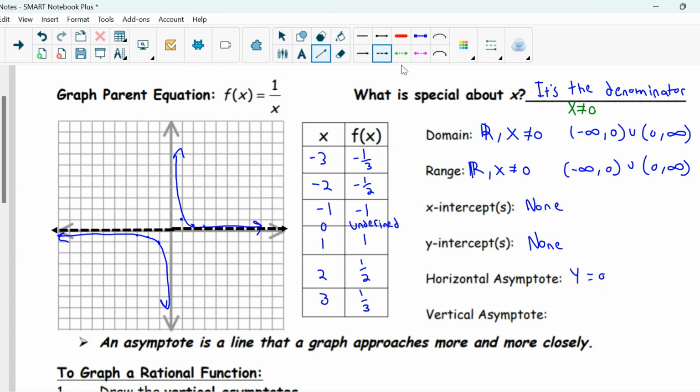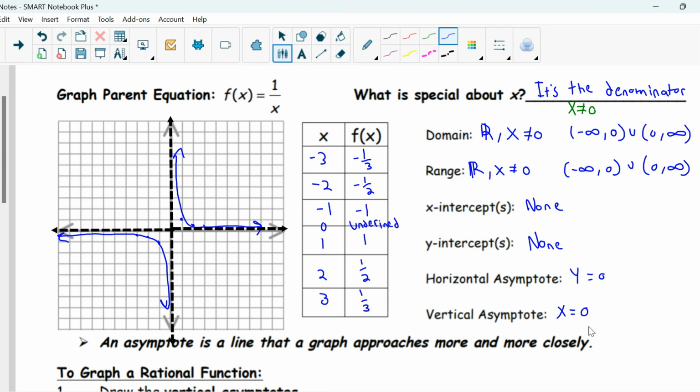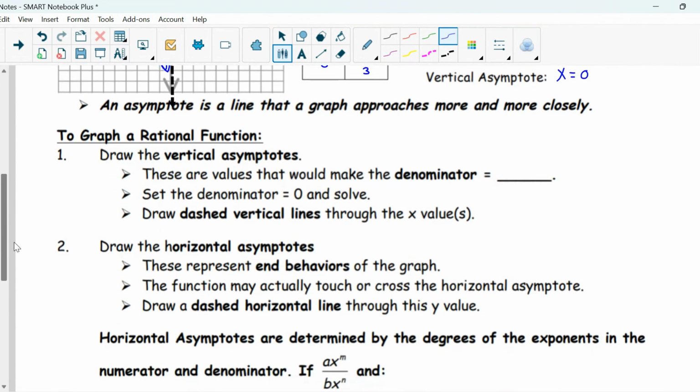Similarly, with our vertical asymptote, our graph gets really close to the y-axis, yet it will never actually cross it. So the equation for this asymptote is x equals 0. All right, and that is our parent equation. So let's go through and look at some of these steps.